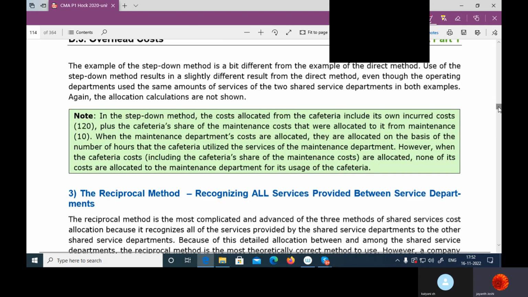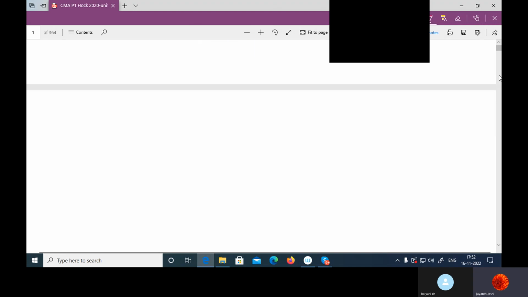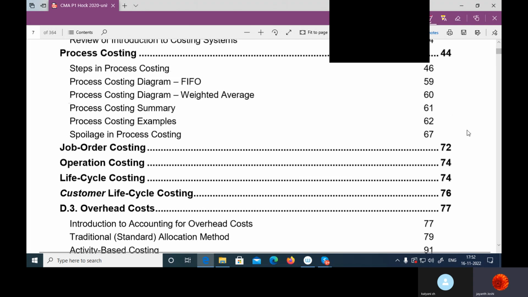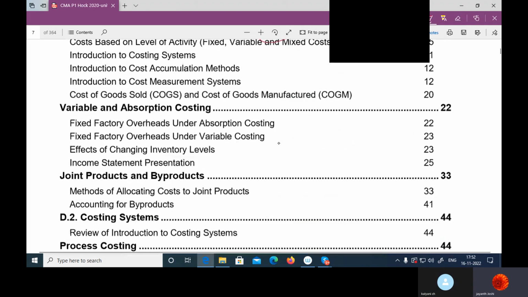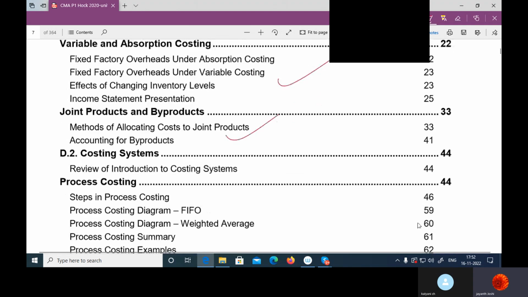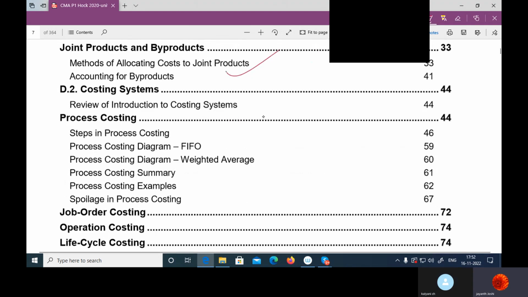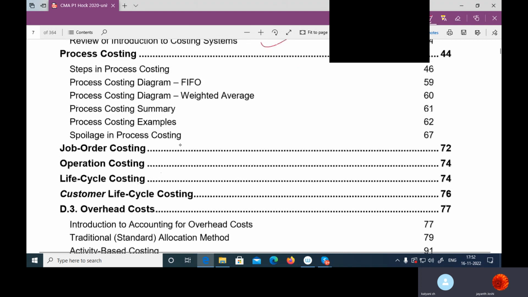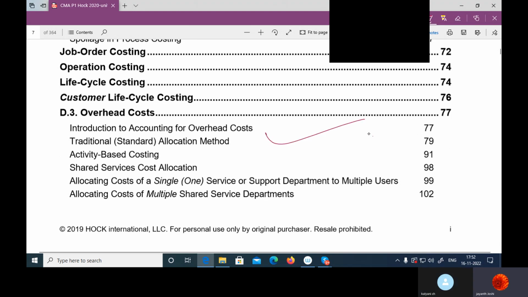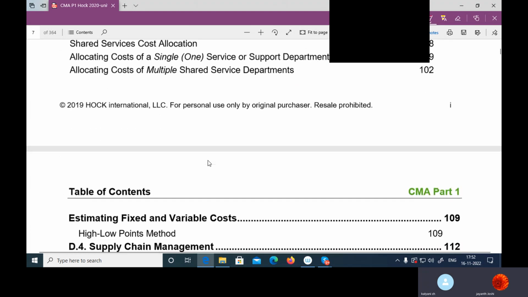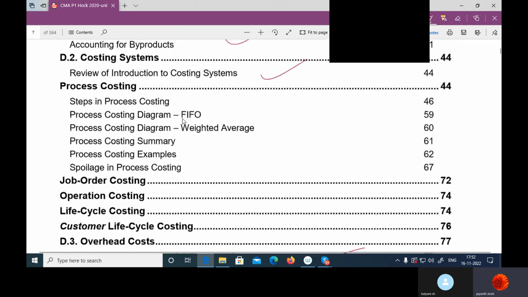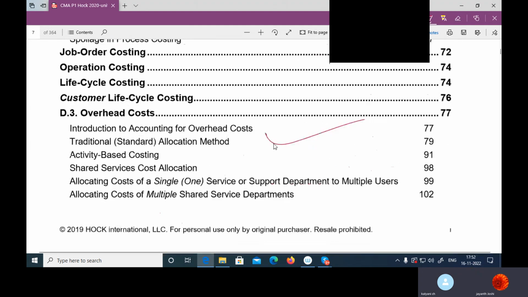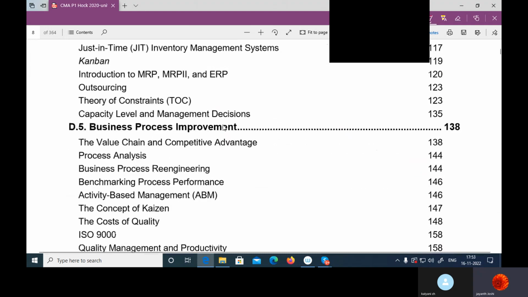Two more topics from costing, then your costing is done. I'll start with the last part of this book. We'll finish this by tomorrow. Then we can start with a review of costing systems, and we'll start with overheads. I will finish overheads first. Once overheads are done, then only process costing remains. Your costing is done then. And then we can start with supply chain management.